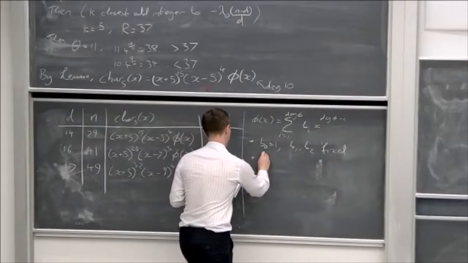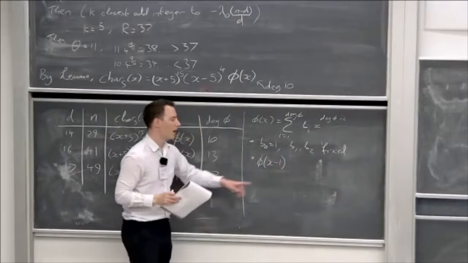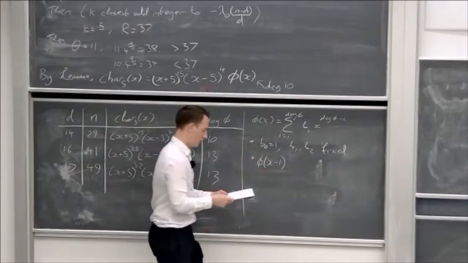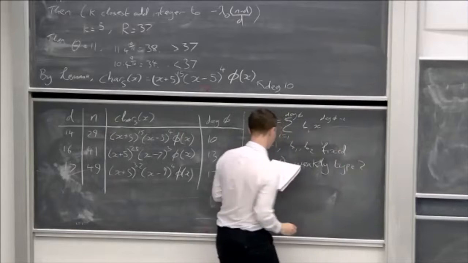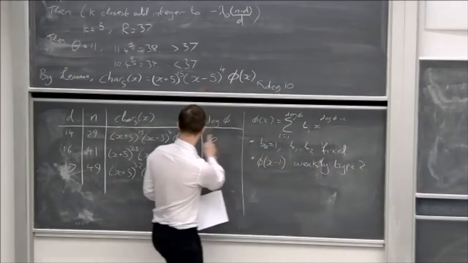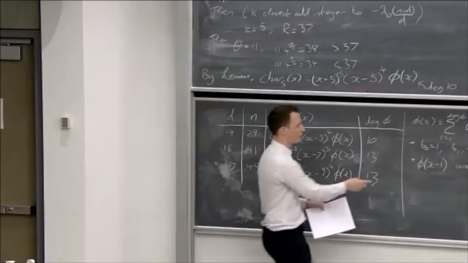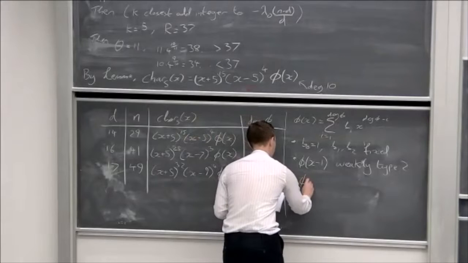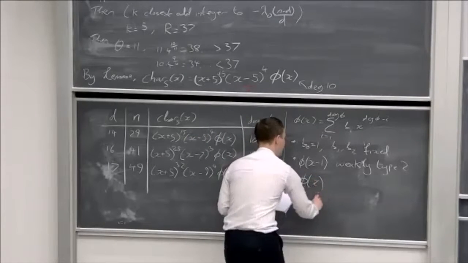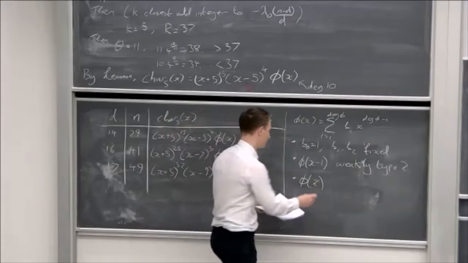We can determine these from n and d. Another thing we know is if we substitute x minus 1 into phi, we get a weakly type 2. And this is for these cases where n is odd in each case. So our factorization would give weakly type 2. Next, phi of x is totally real. All the zeros of this polynomial are real.